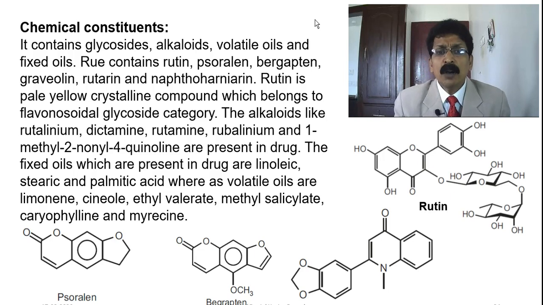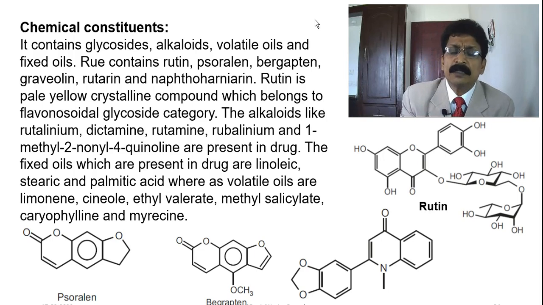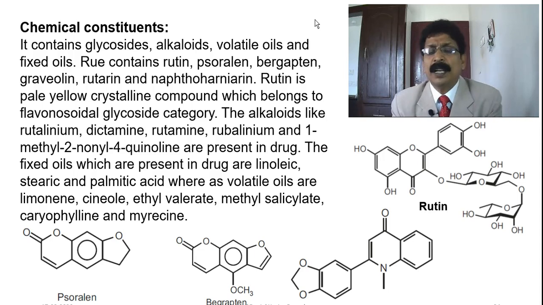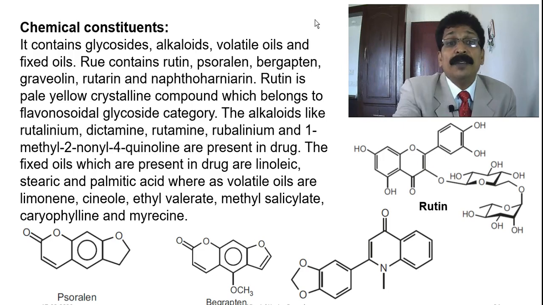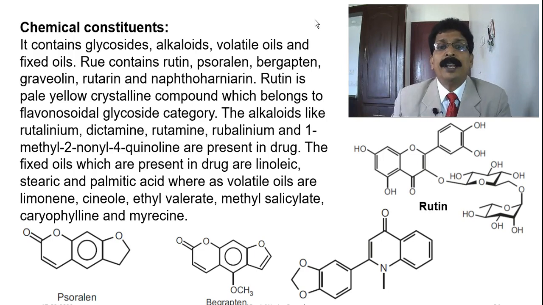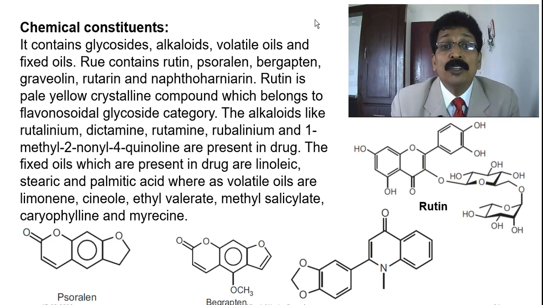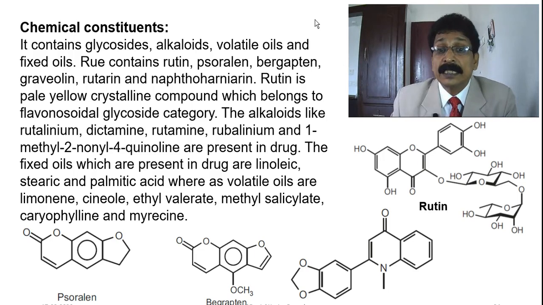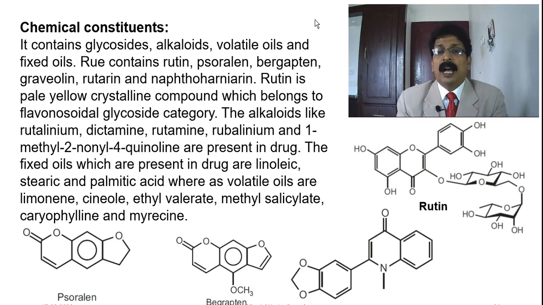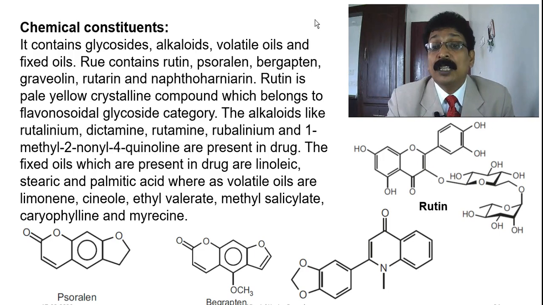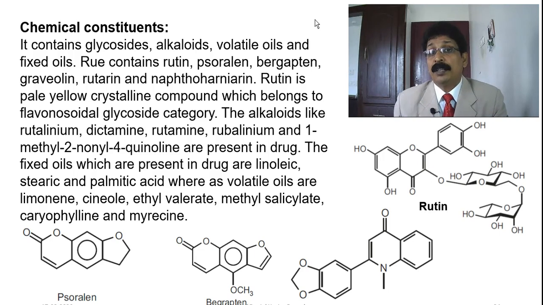And then you see the structure of graveoline. Graveoline has two structures. You can see one is a 6-membered, 5-membered lactone ring with benzene as a substituent, and an attached quinoline alkaloid. So it is a quinoline derivative, that is why we wrote 1-methyl-2-nonyl-4-quinoline. That is graveoline, the quinoline derivative of alkaloid, you can remember.